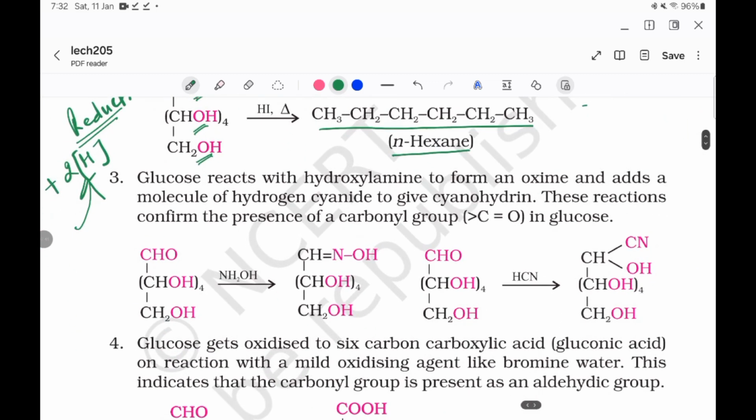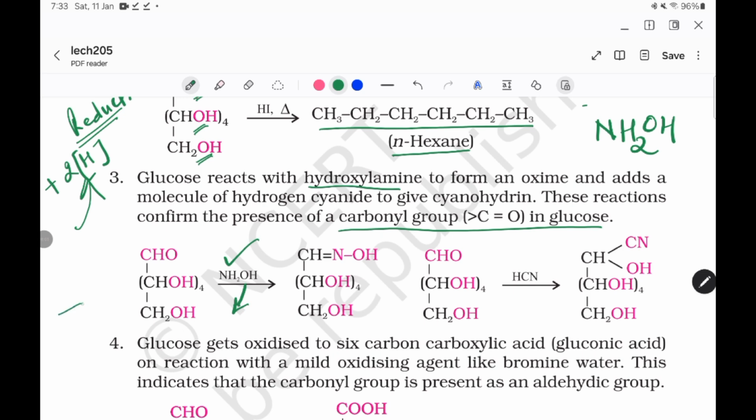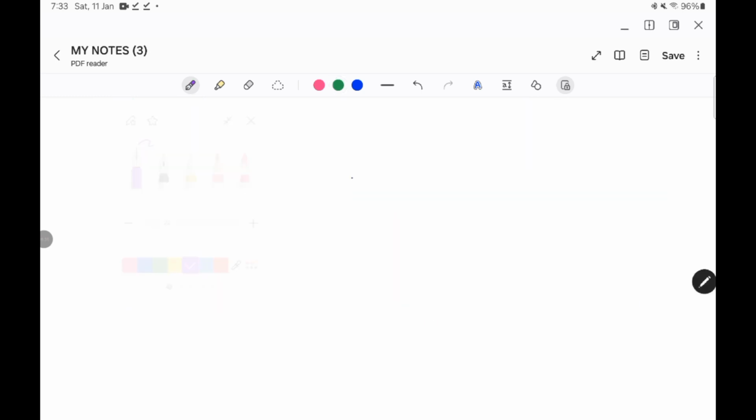The second reaction is glucose reacting with hydroxylamine. The formula of hydroxylamine is NH2OH. Now this reaction is shown by those compounds which contain a carbonyl group. The meaning of carbonyl group is C double bond O. So when we show these reactions in the exam, we can show it like this.